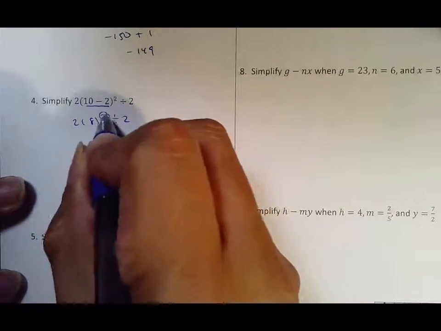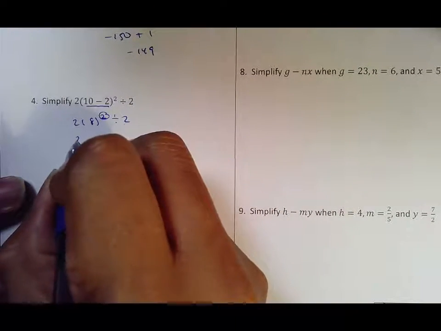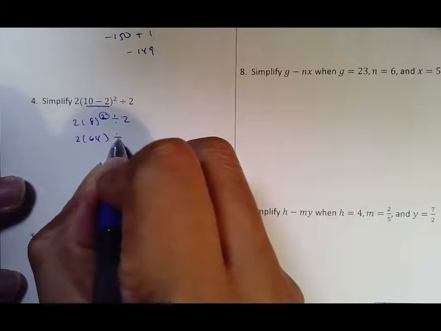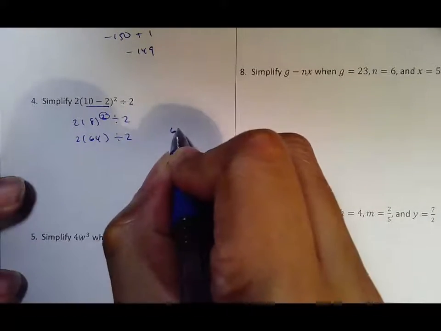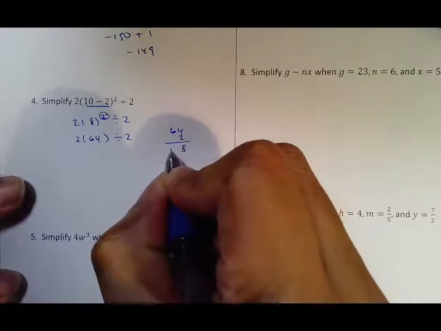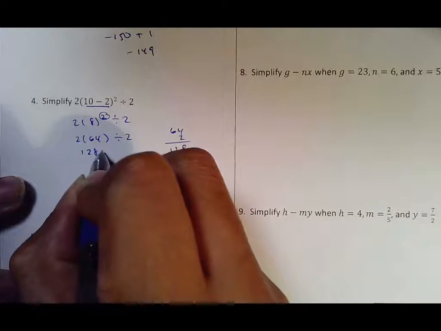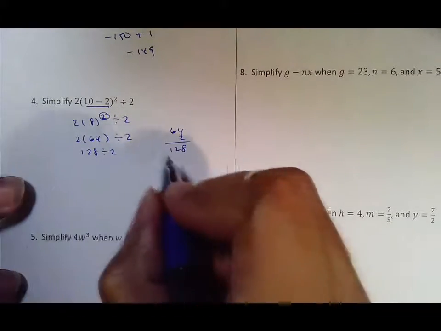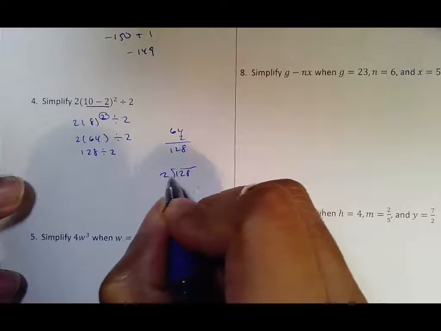There is also an exponent. 8 squared is 8 times 8, which is 64. 2 times 64, maybe you don't know, so go off to the side. There you go, 128 divided by 2. And if you don't know what 128 divided by 2 is, set it up.